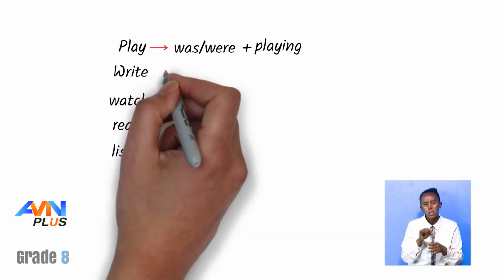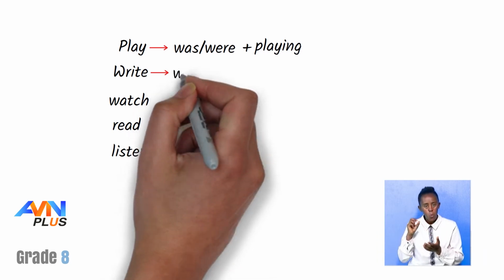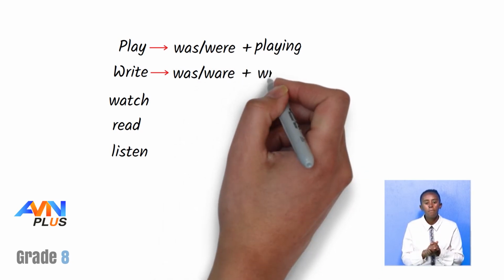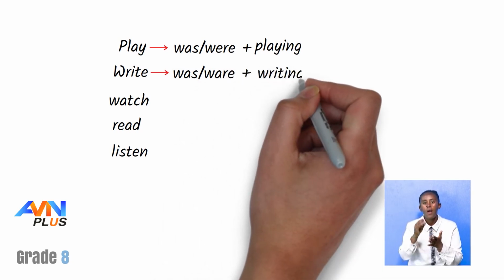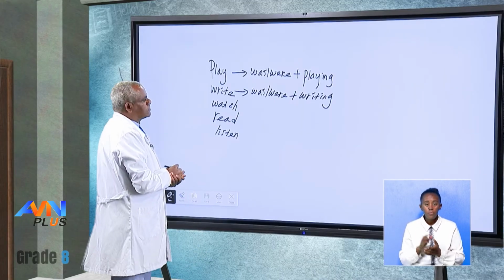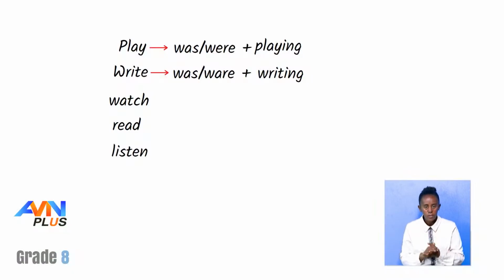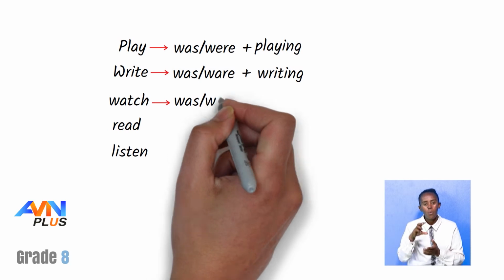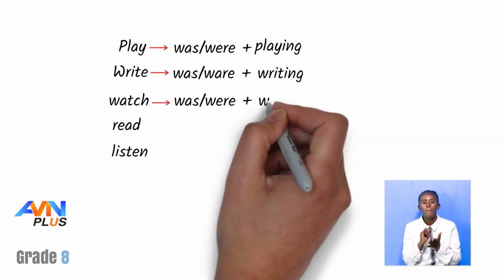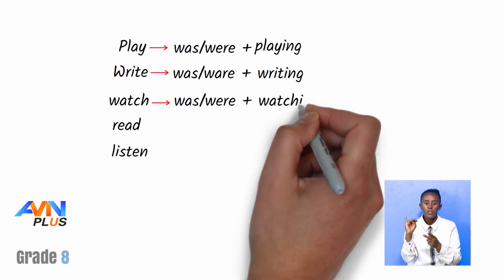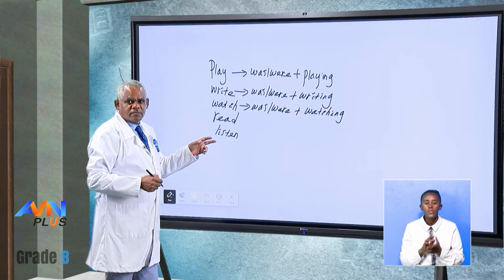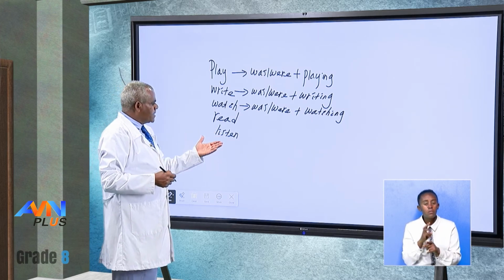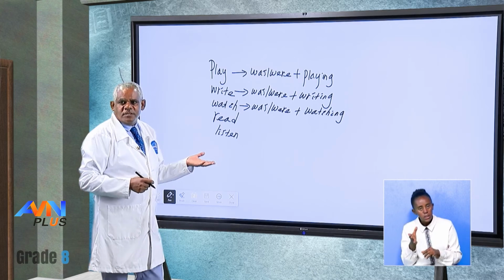The same is true for write. Was is common, plus ing. Writing. Was writing, were writing. The same is true here: was, were, and watching. How about these two verbs? Think about it. You're right. That is was reading, was listening, and were listening.